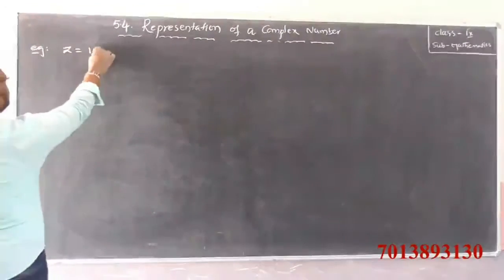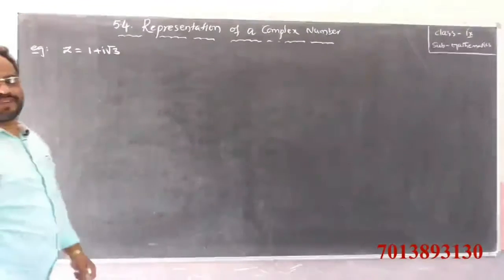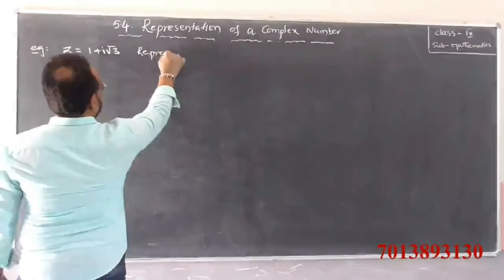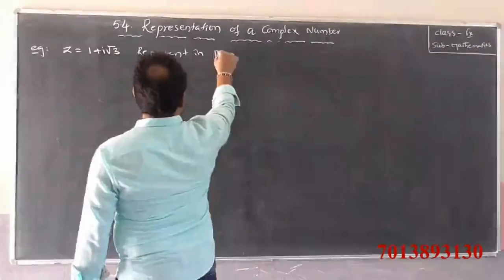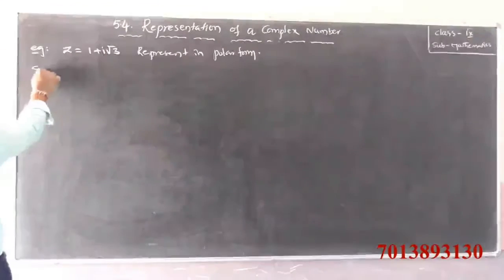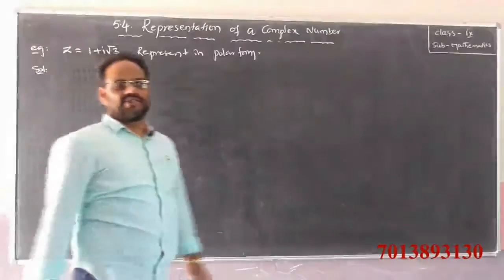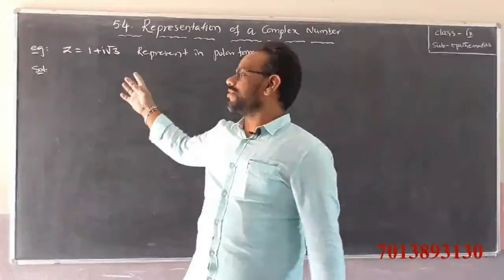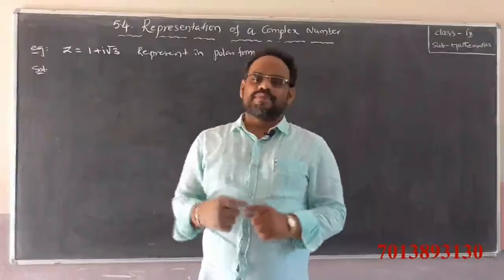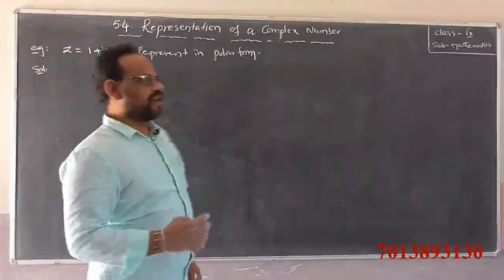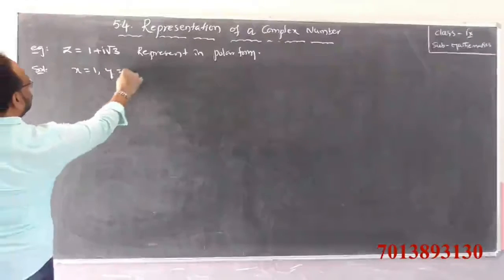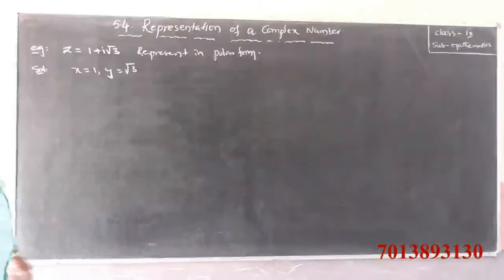Example, if z is equal to 1 plus iota times root 3, representing polar form. When z is equal to 1 plus iota times root 3, they give one complex number in terms of x plus iy, the standard form. This can be represented in polar form. To do so, compare with z equal to x plus iy: x is equal to 1 and y is equal to square root of 3.